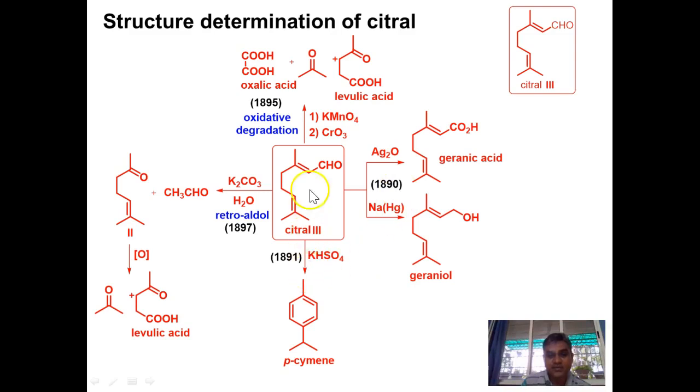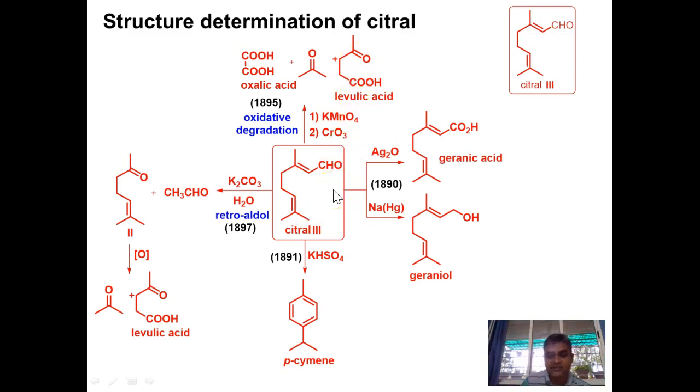These were in the year 1890. Then in 1891, a clue about the skeleton of citral was obtained on the basis of p-cymene formation. Then in 1895, the positions of the two double bonds were proved on the basis of KMnO4 and CrO3 oxidation experiments. And oxidative degradation was also carried out in the year 1897, where we get a methylheptanone, and this on ozonolysis gives levulinic acid. And the same levulinic acid is again obtained here also by the direct degradation of the citral molecule under KMnO4 conditions.